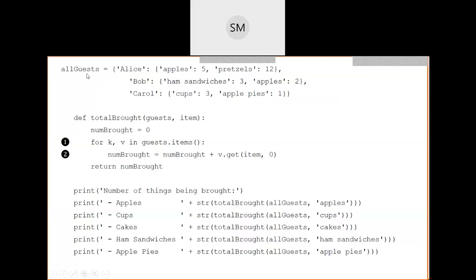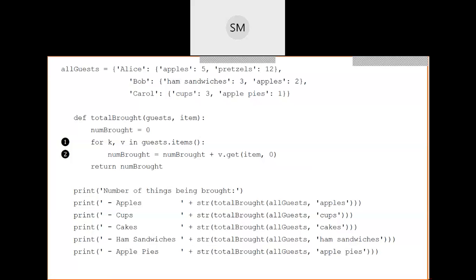Okay, then this is the main part of this program, that is define a function. That function name, I have taken it as total brought. So total brought receives two arguments. First argument is guests, second argument is item. And inside this function, initially we are assigning the number brought variable to 0. It means that this is the main output. This will be the main output of our program. Keep it in your mind.